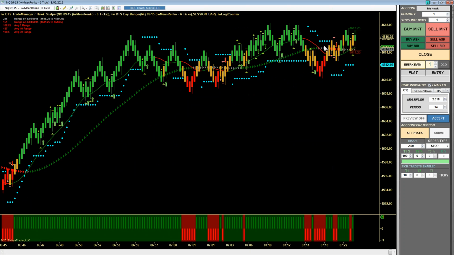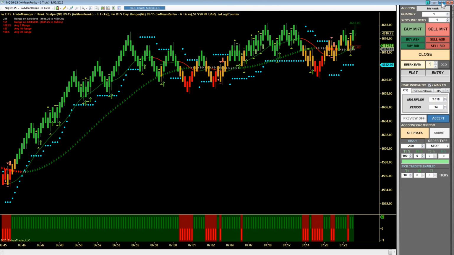Now DTS, it's hard for me sometimes to find those examples because DTS is really good with finding immediate momentum. So we print a signal and then very often the market will take off. But you see all these yellow bars here on our Hawk? That tells me we're in a sideways market. We're in some chop.